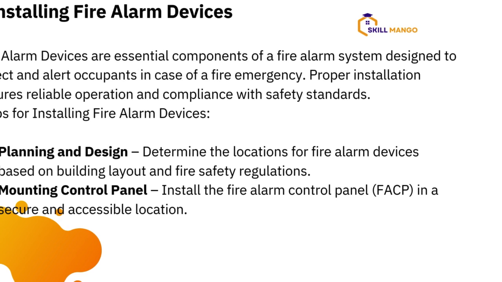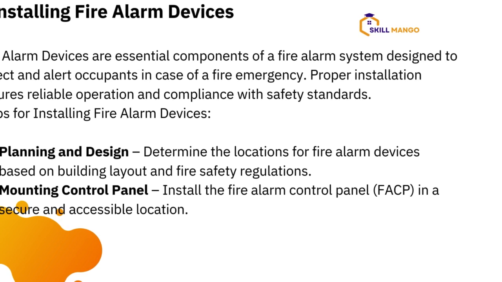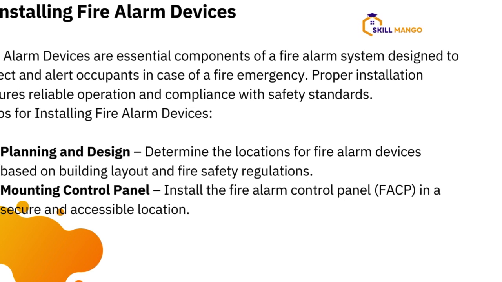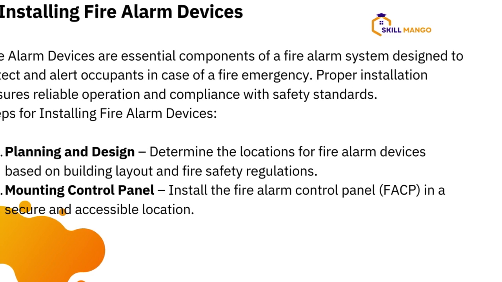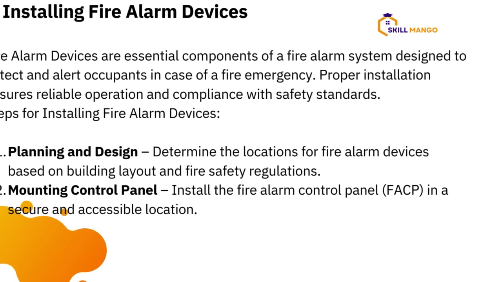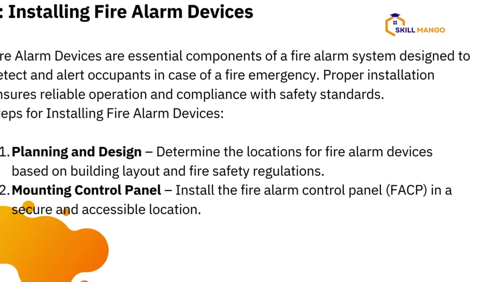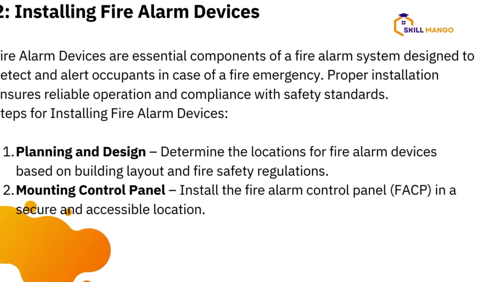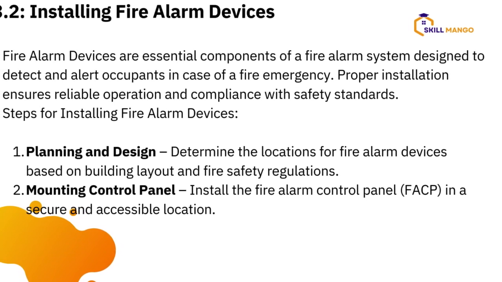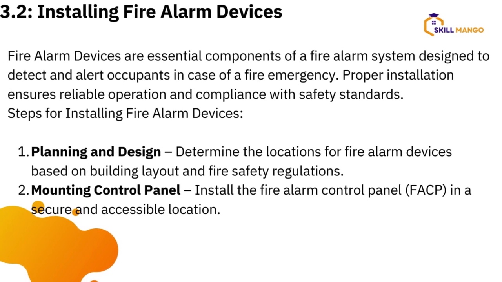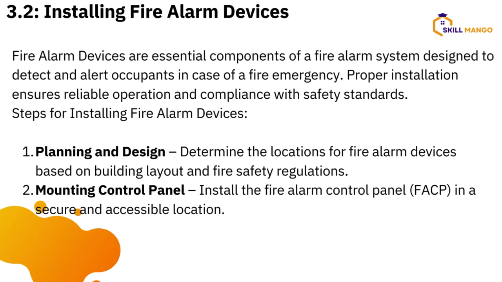Okay, so welcome back to this class. In this class 3.2, we'll be talking about installing fire alarm devices. Already we all know the devices we're talking about here: the smoke detectors, the heat detectors, the manual call points, running of the cables, the fire resistant cable, and the fire alarm control panel (FACP).